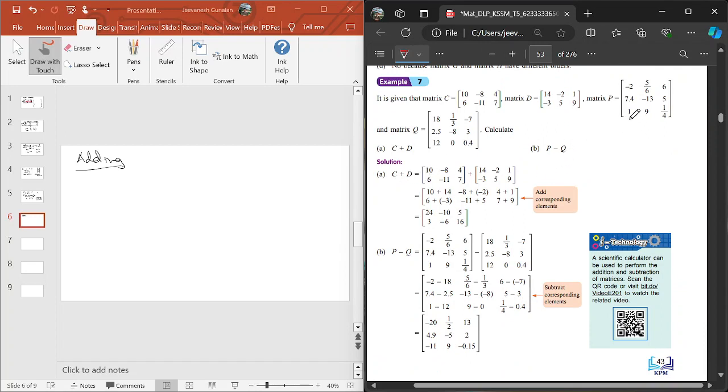Okay, let's do a simple one. They want A plus C and D. That's the first question. So what do we do? We put the value of C here and then D here, and then you add the corresponding values. So you add 10 with 14 and you'll get 24. You take negative 8, you add negative 2, you'll get negative 10. And then 4 with 1, 6 with negative 3, negative 1 with 5, 7 with 9. And that's how you do the operations.